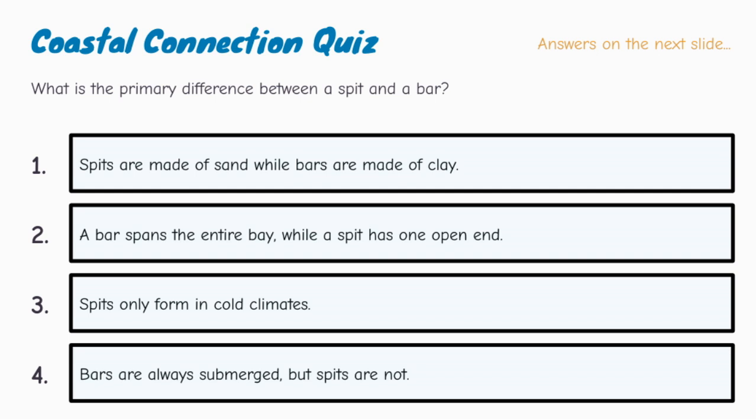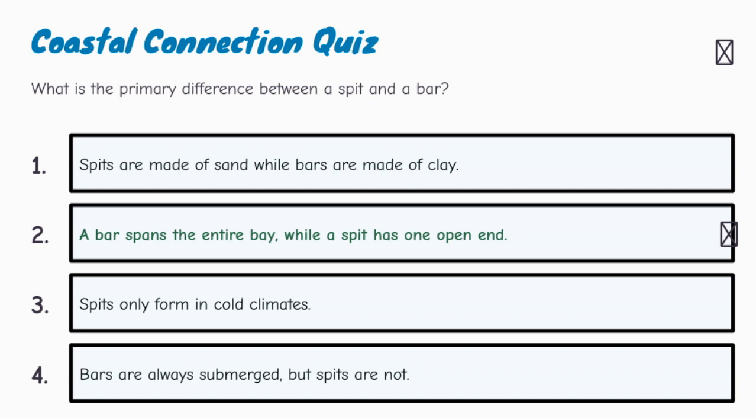A spit extends from the land, but does not fully close off the bay. A bar stretches across a bay and can cut it off from the sea. The correct answer is 2. A bar spans the entire bay, while a spit has one open end. This is the main difference. A spit is attached to the land at one end and extends into the sea. A bar stretches right across a bay, cutting it off from the sea.